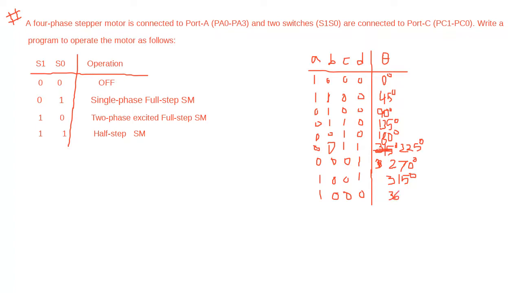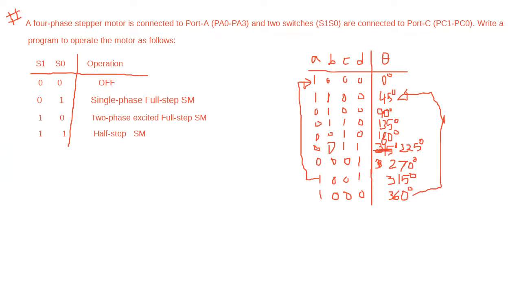So this means 0°, the same thing as the first one. So after here it will move to the next line, and it will repeat again and again. This is called half step.